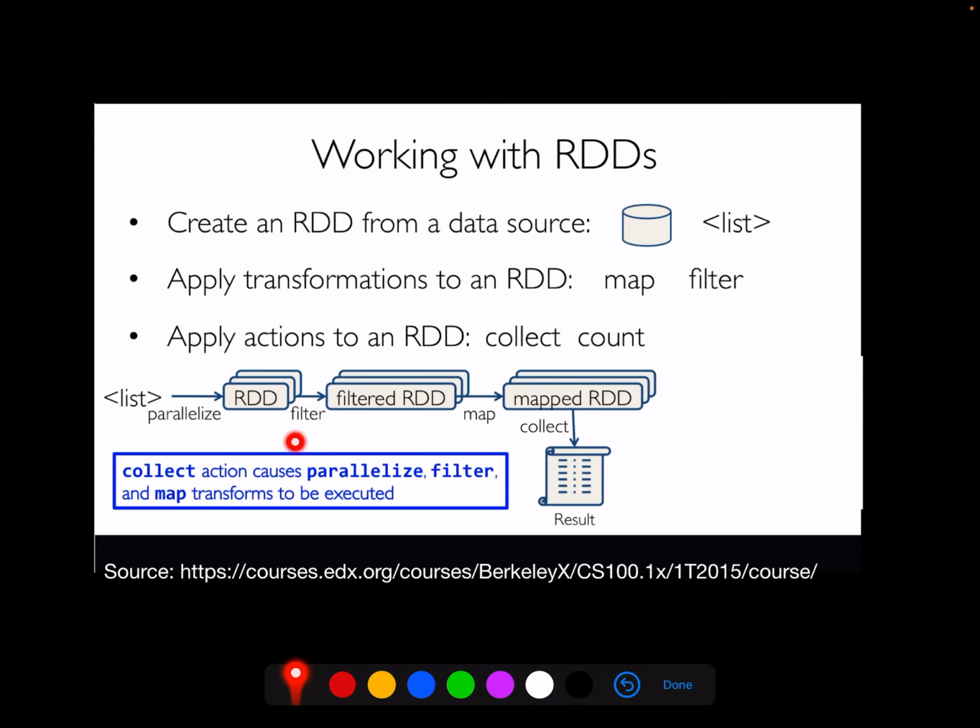There are several widely used transformations. Filter: we transform one RDD into another, a filtered RDD. Then we do a map, and we generate a new RDD, the mapped RDD. Lastly, we collect the RDD to get our result, which is another action.